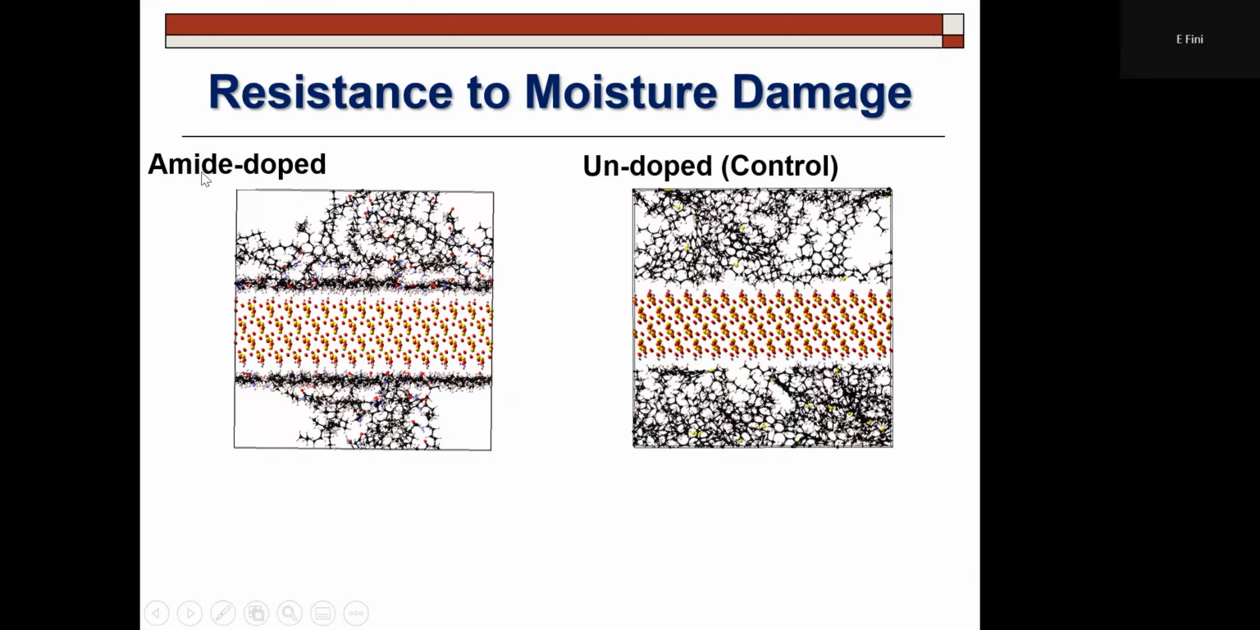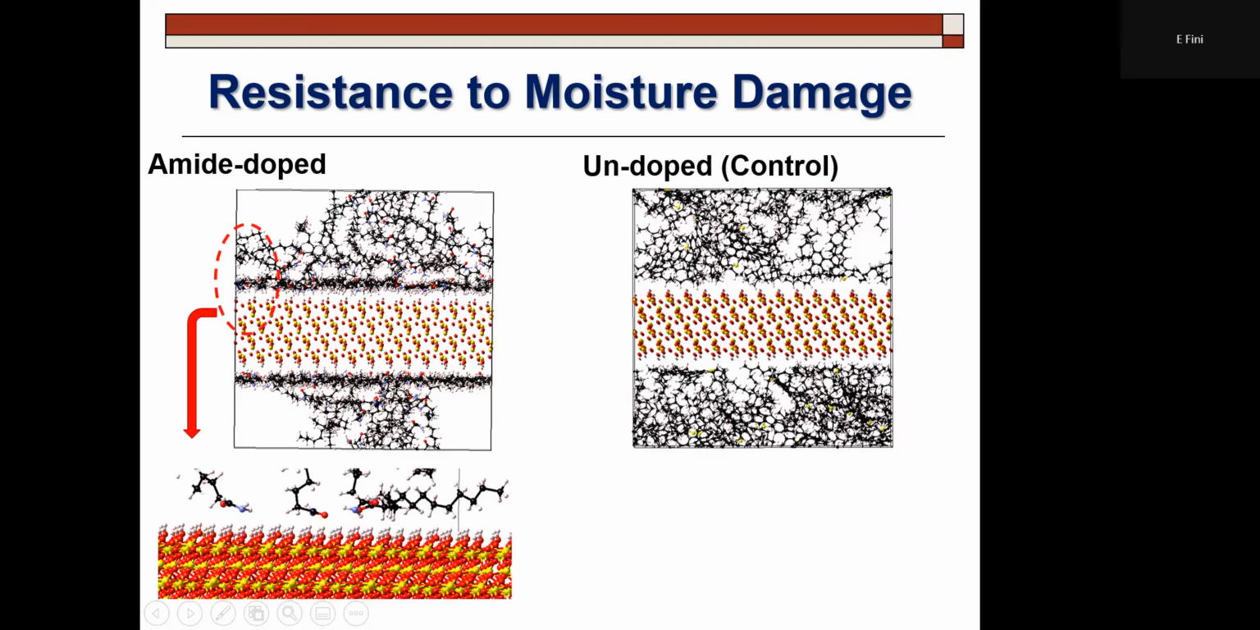But in the case of the amine, amide doped sample, we just added molecules of amide, and you can see this layer formed right at the interface of silica, which is relatively more resistant to water. So instead of typical asphalt molecules sitting at the interface, now we created a bridge right here at the interface, which will resist the moisture intrusion.